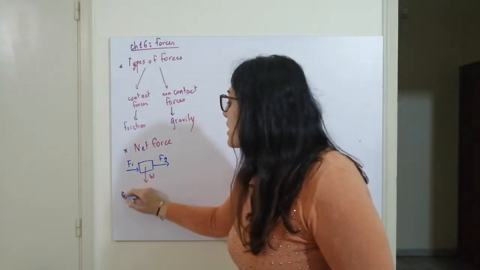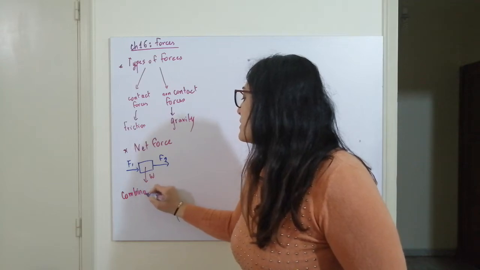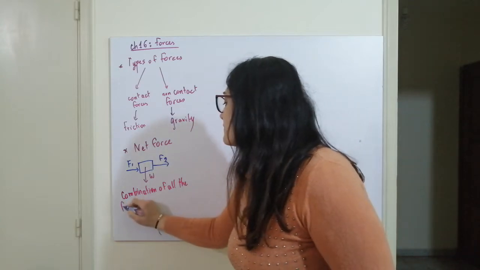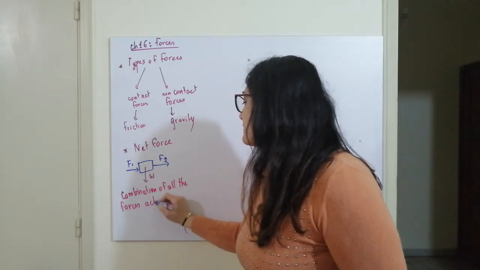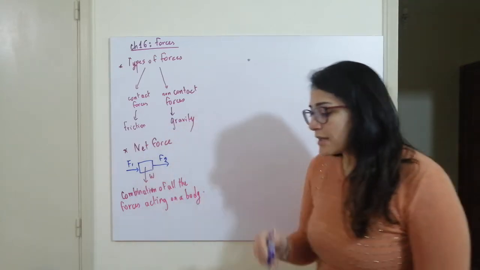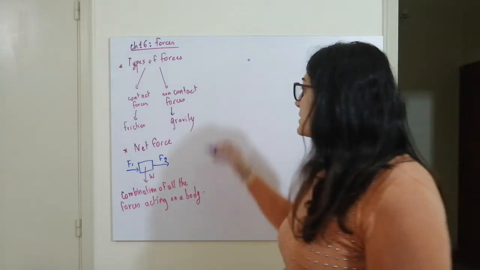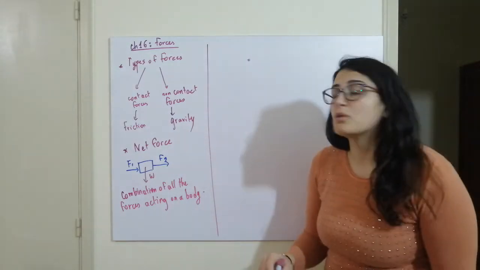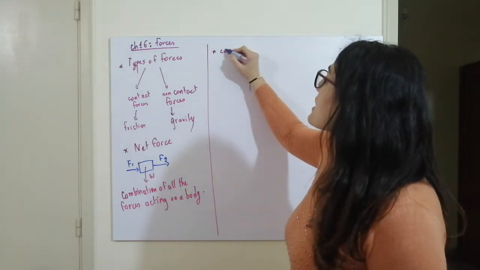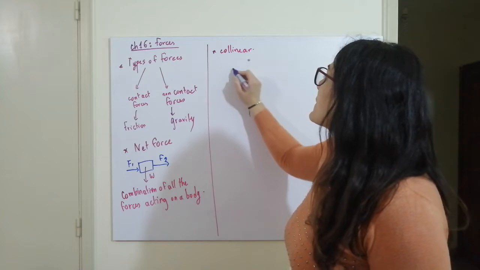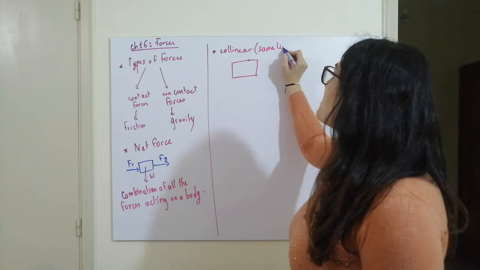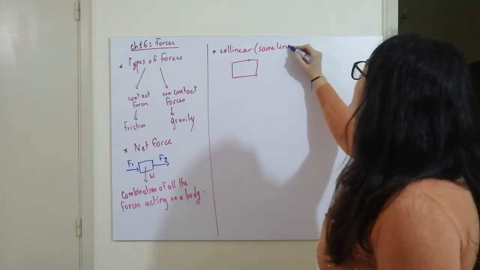So the net force is the combination of all the forces acting on the body. Now, to calculate this combination, I have to know what these forces are. I have many cases. In the first one, if the forces are collinear, it means they have the same line of action. They are both horizontal or both vertical.